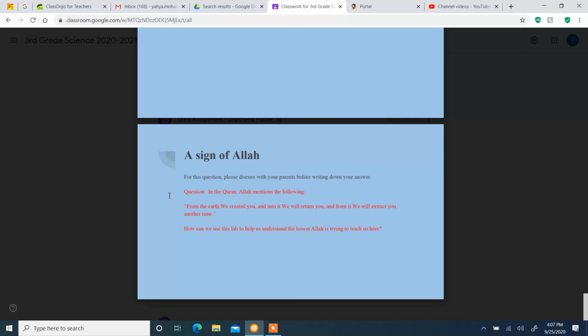But of course, I'm always looking for additional insights if the parents have any other ideas. This is a discussion question, so I don't want the parents to write this answer, but I want the parents and children to discuss what's going on, what the lesson is, and then write down what you think. If you have any other unique ideas, anything different, I'm always looking for that so that we can share it in the class.